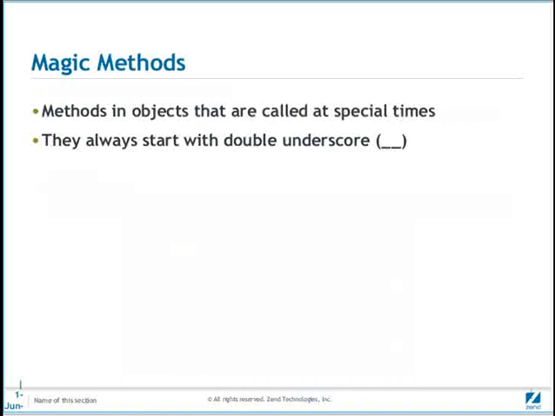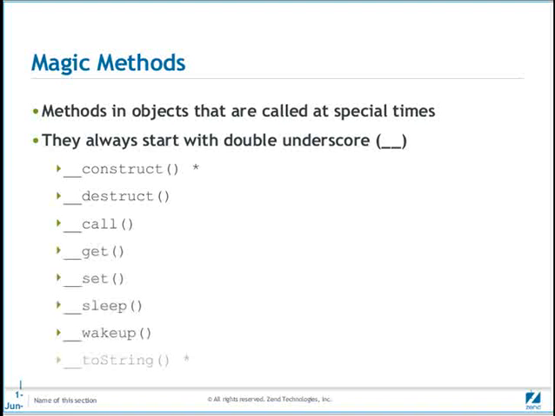So, magic methods are essentially methods in objects that are called at special times, right? They always start with a double underscore. The constructor, destructor, call, get, set, sleep, wake up, and toString. So we've got a couple of basics there that are worth taking a look at. And we're going to focus in on constructor and destructor in this presentation, but certainly you can look at any of these other ones down here to get a head start on certain functionality you might want to use.